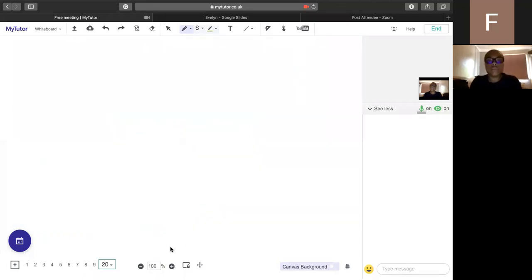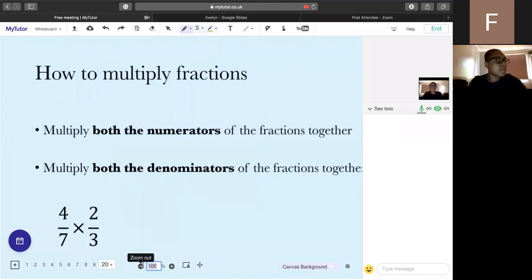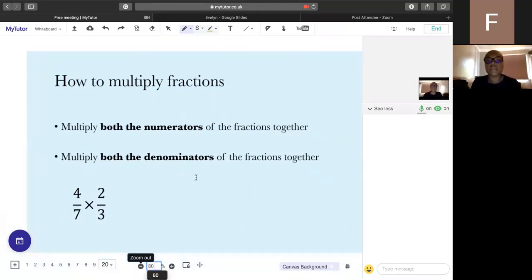So now we're going to move on to multiplying and dividing. So first of all, multiplying. Multiplying fractions is actually probably the simpler one. You don't have to move around your fractions or make equivalent fractions. All you need to do is multiply both of your numerators together and then multiply both of your denominators together. So this answer would be 4 times 2, which is 8, over 7 times 3, which is 21.